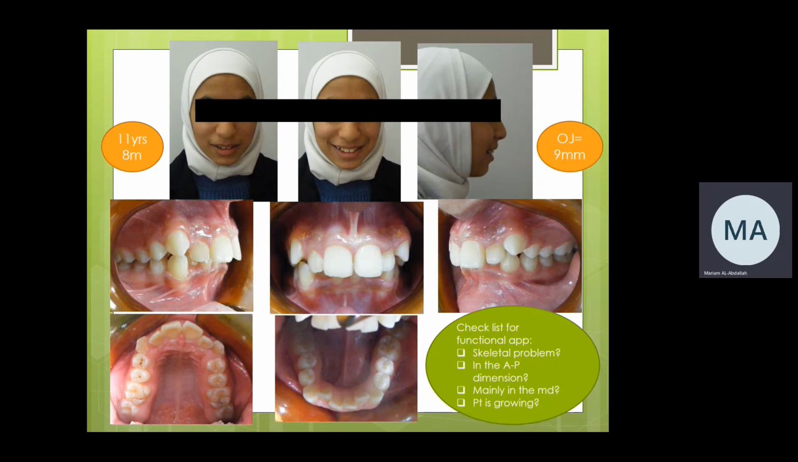Now let's go to our checklist. Do we have a skeletal problem? Yes. Is it in the anterior posterior dimension? Yes, the patient has a class 2 skeletal pattern. Is it mainly the mandible? Yes, looking at the nasolabial angle and labiomental fold, it's mainly the mandible that is the problem.